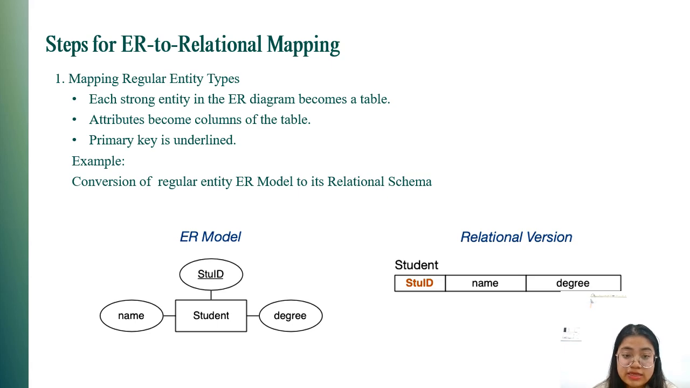So the entity is going to become the table name. So we have an entity called student. So this student is going to become the student table name. And then all its attributes are going to become the attributes of the table. And then the primary key should be defined.